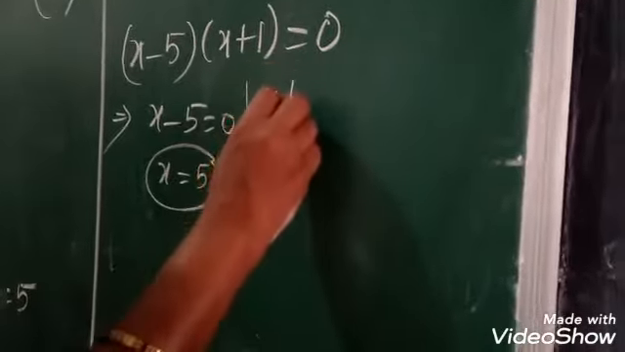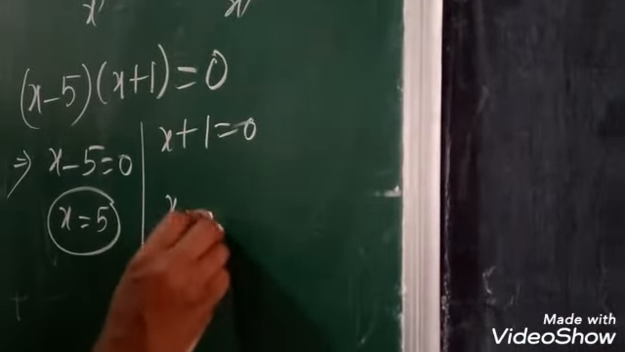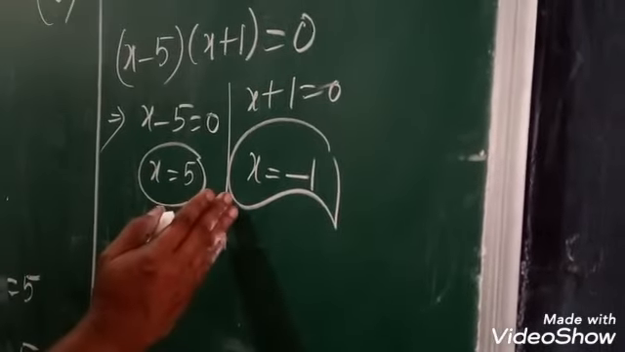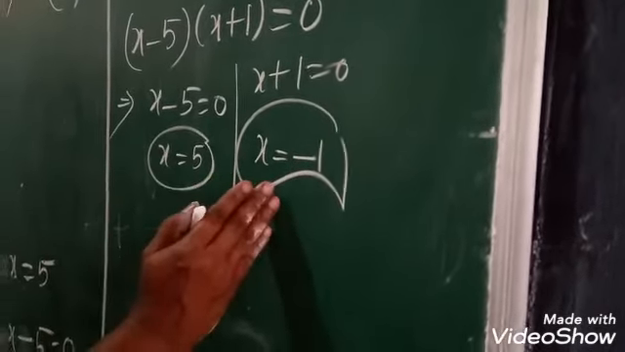Then x plus 1 is equal to 0 means what is the value of x? x is equal to minus 1. So the two values for x are x is equal to 5 and x is equal to minus 1.